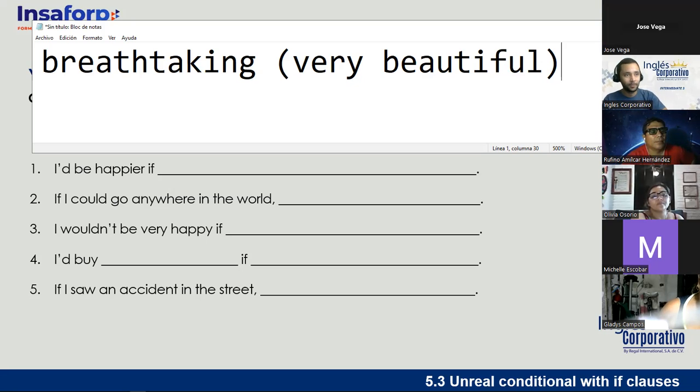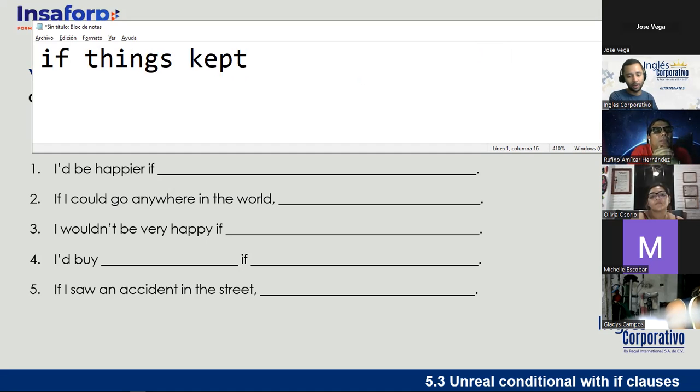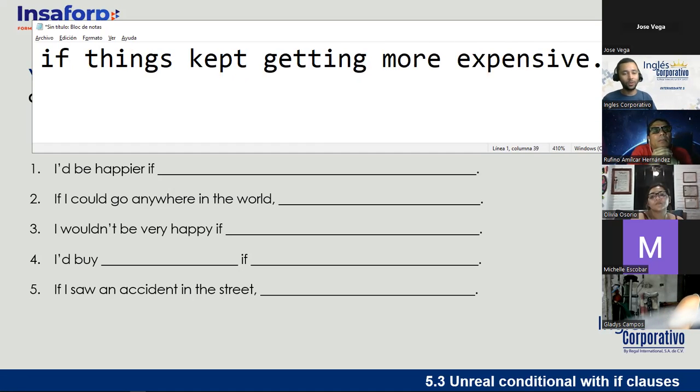I wouldn't be very happy if things keep rising in price. I did not understand that. Could you repeat it? I wouldn't be very happy if things keep rising in price. If things kept rising. Si las cosas siguen aumentando de precio. So you can say something like, if things kept getting more expensive, that sounds more natural. I wouldn't be very happy if things kept getting more expensive. Si las cosas se siguen poniendo más caras. Okay. Thank you. I went to the supermarket today. Oh my god. You want to cry when you go to the supermarket. Very expensive. Okay, thank you, Jose.